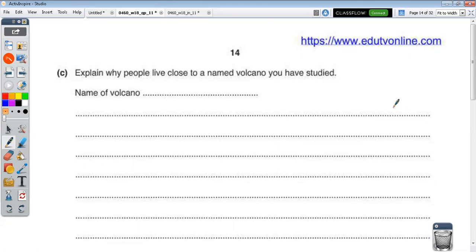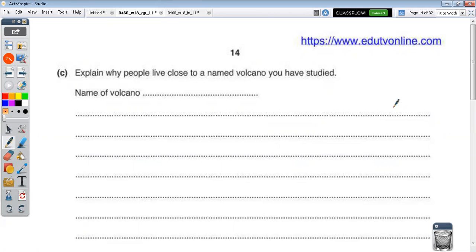So now you have to name a place you have studied. You have to know places where volcanoes take place, not lie and say Harare, because we don't have a volcano there. They will know that you are lying, and there will be a minus. Anyway, the reasons are always the same. Why do people live in places near volcanoes if they are dangerous?